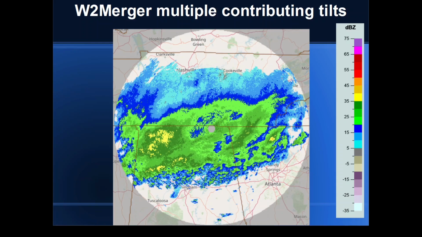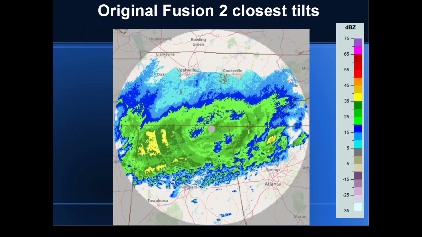A third effect can be seen in places where the upper tilt may have legit data and cover the sample area while the upper may be missing data. This gives the north area in fusion that is missing versus the W2merger output. And I'll just show that again, describing those effects.